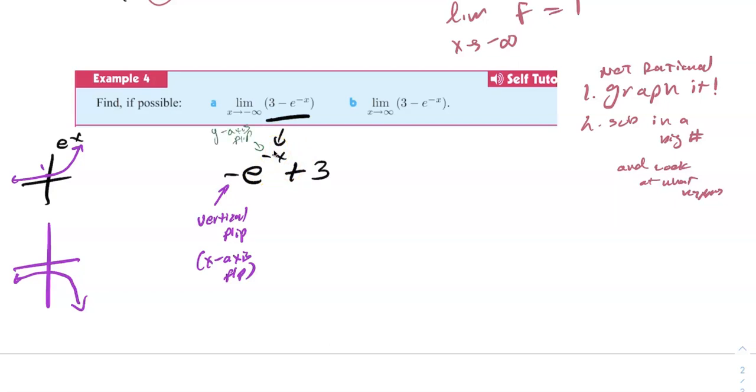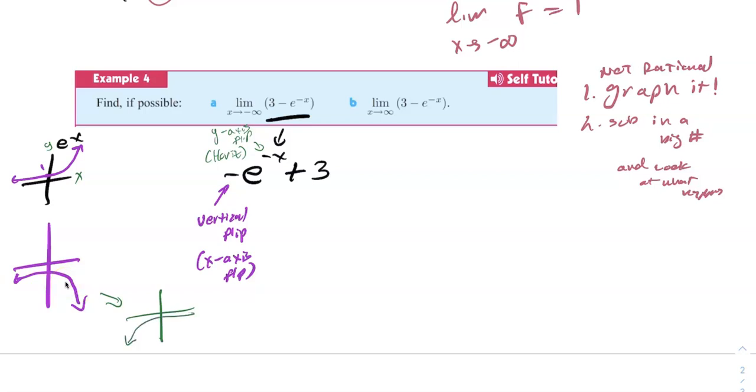I call it a horizontal flip. So it's a flip left and right. So let's flip it across the y-axis, right? Here's my x, here's my y. So we're going to flip it this way. So I'm going to graph something like this now. Right, again, we're flipping it left and right. So it's kind of like this.